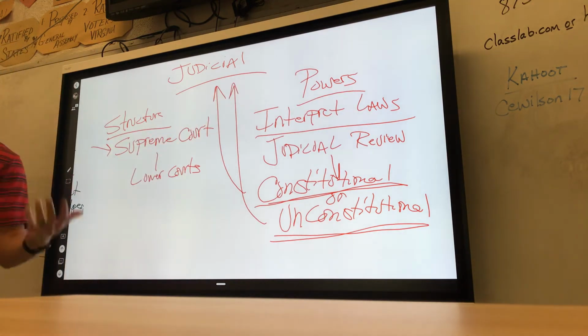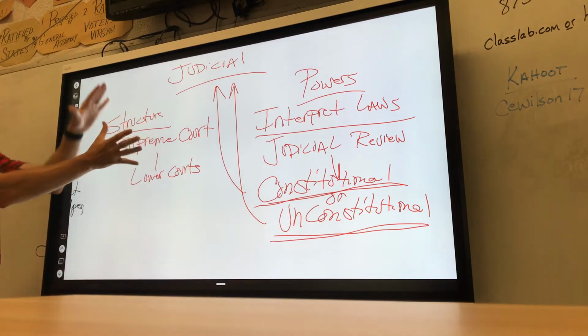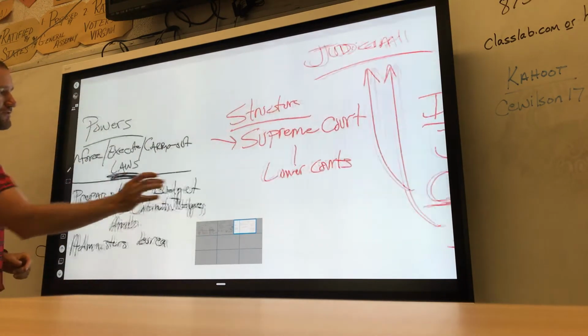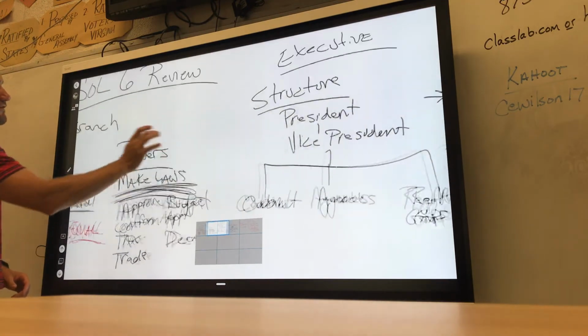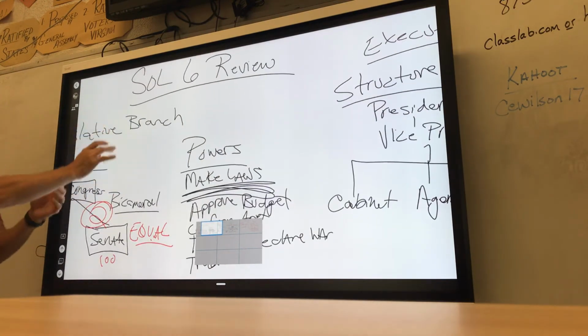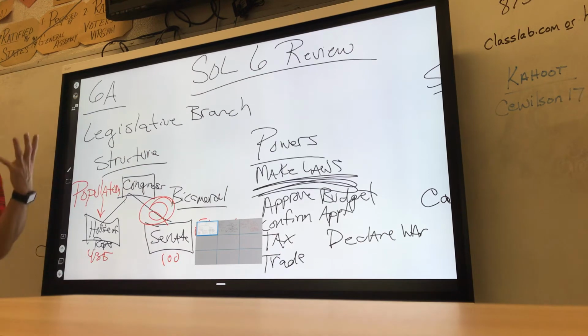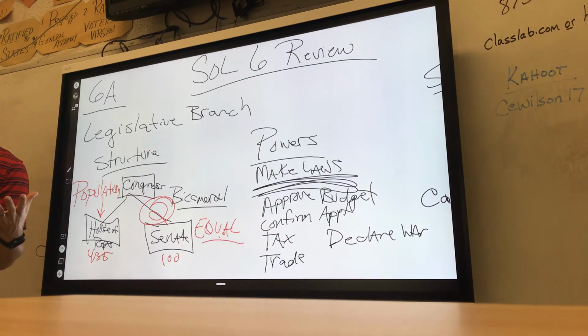Okay, any questions about SOL 6A? No. One other thing you might need to know, where do we find all of this information? Where do we find the structure and the powers of the judicial? Where do we find the structure and powers of the executive? And where do we find the structure and powers of the legislative branch? Where is all of that found? 6A. No, it's in 6A, yes.